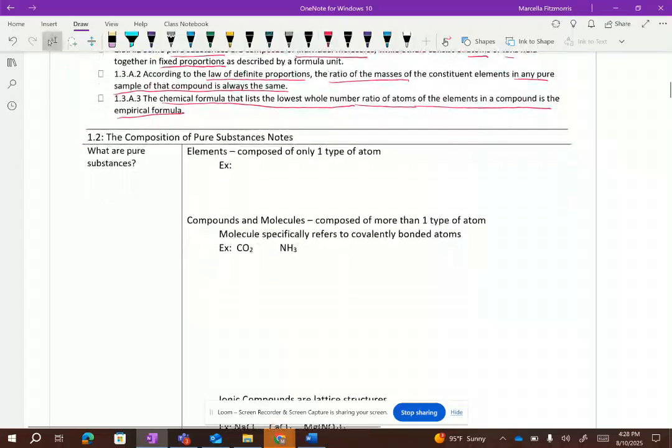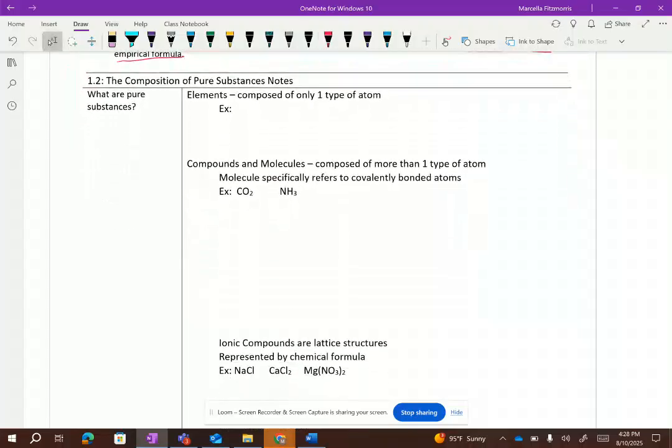So, what are pure substances? Well, we have elements, compounds, and molecules. We also have ionic compounds. An element is anything you see on the periodic table. For example, carbon. Another example, lithium. Another example, oxygen. Even though it has that 2, as we learned in basic chemistry, that's a diatomic, but it's still an element because there's not two different types of elements. It's only one type of element. Okay? Then we have our compounds and molecules.